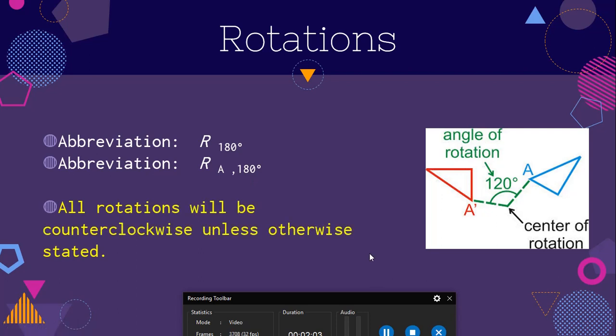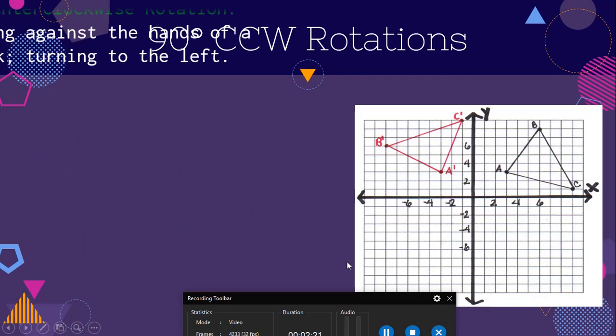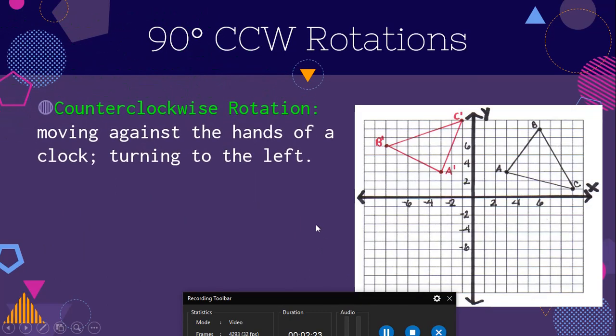In math, rotations will be counterclockwise unless they tell you otherwise. So the notation should indicate which direction our object is turning. So be careful with the details of your rotation. We're going to start with a 90-degree counterclockwise rotation, which is turning it in the normal direction. Counterclockwise means we're moving against the hands of the clock. Essentially, we're turning the object to the left.